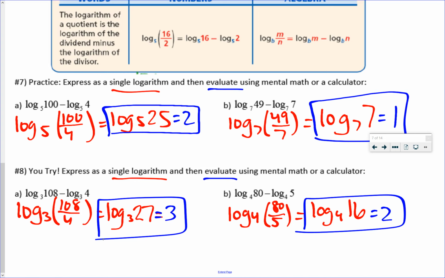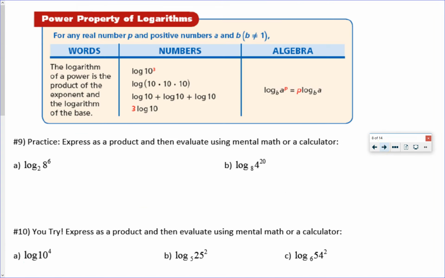All right, our next property is going to be the power property. Okay, so with this guy, if we have a power inside of my logarithm, I can actually move it to the front. So if I have a log base b of a value raised to a certain power, I can move it to the front of the entire log and multiply it.